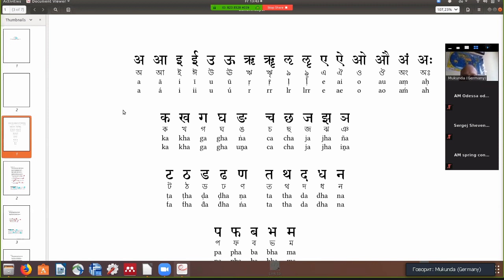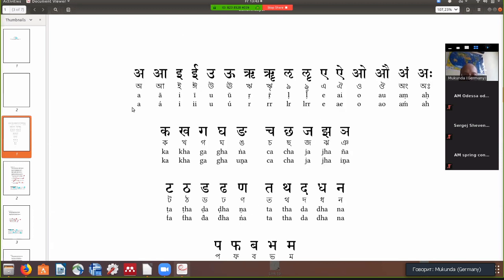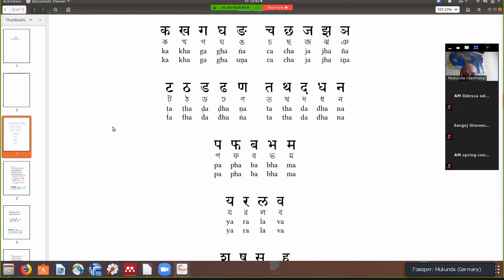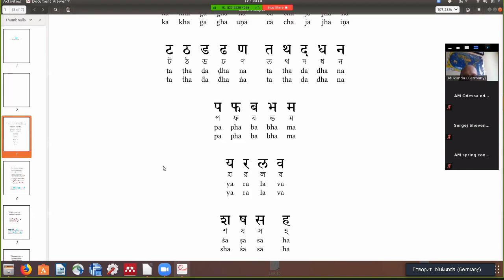So it starts with the vowels, and so the first line is all vowels. Then you get 5 groups of different types of consonants, ordered according to point of articulation in their mouth, and then a few other consonants.